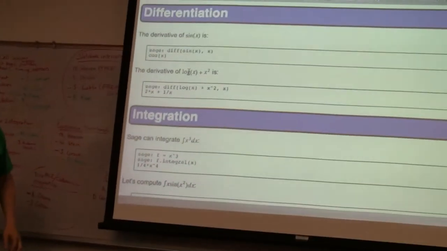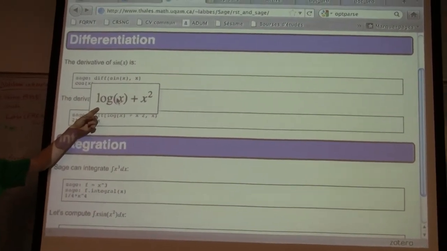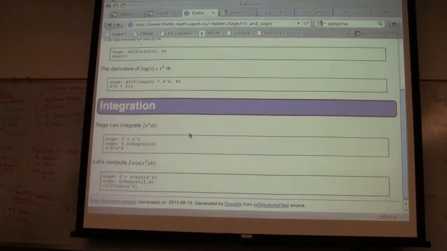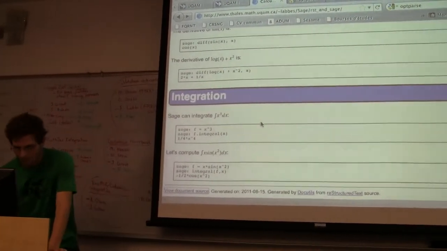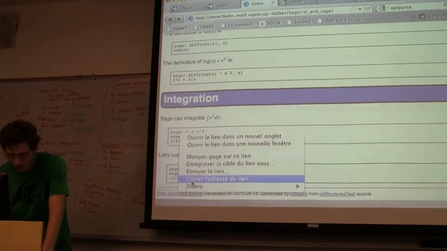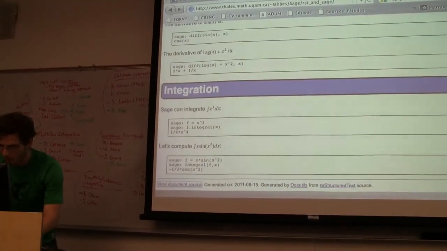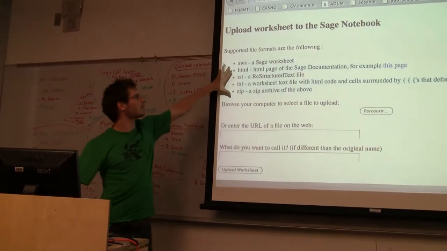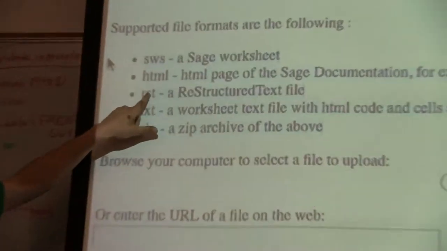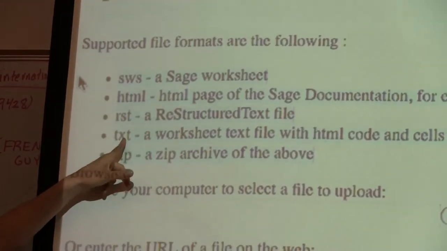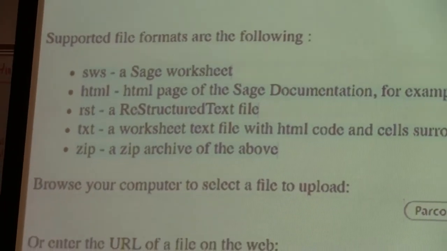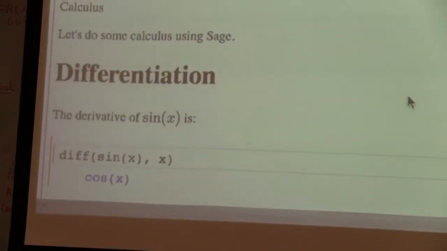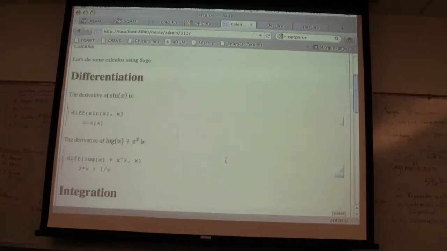So yesterday I managed to use MathJax to render those math stuff, like that. Okay, so now we want to transform this into a notebook. So I just copy the link here, the RST link, and then I go into the notebook and click upload. I added some more documentation here on the kind of format we can use, because it's not any HTML that works, it's not any TXT that works. So I put the link here, and then upload worksheet, and we have the same thing now in the notebook.